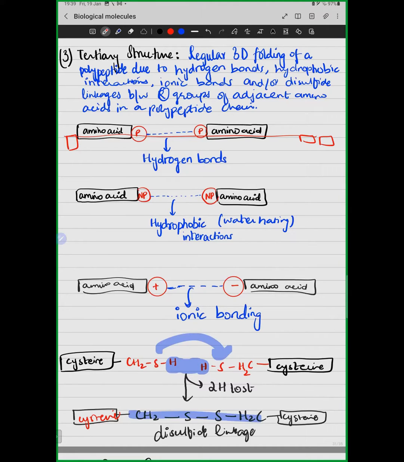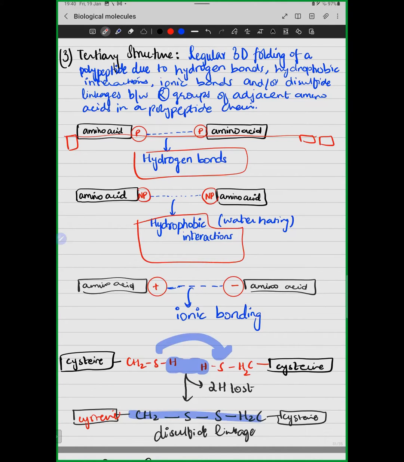So the two amino acids which are facing each other, if they have polar R groups, the interaction between polar R groups is what? It's a type of hydrogen bonding. Then if two non-polar R groups are face to face with one another, they would interact via hydrophobic interactions.